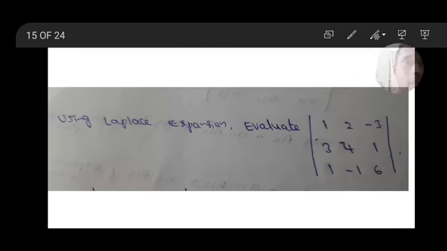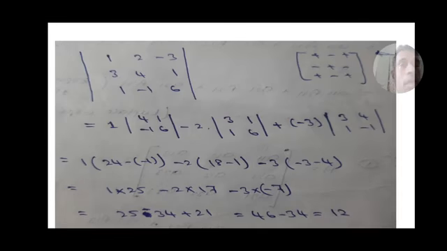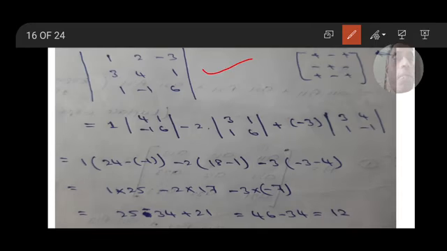Using Laplace expansion, evaluate. This open bracket means it is a determinant. So 1, 2, minus 3, 3, 4, 1, 1, minus 1, 6. First row elements I am taking: 1 into its minor. Minor means we have to delete the row and column: 4, 1, minus 1, 6. Next, minus 2 into its minor, here 2 is there. Delete row and column: 3, 1, 1, 6. Okay.